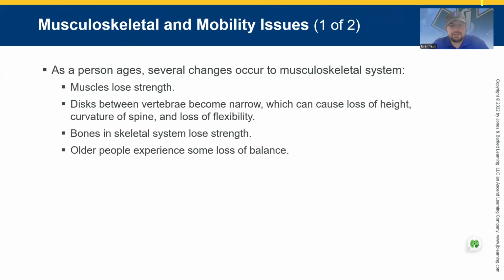As a person ages, several changes occur to the musculoskeletal system. So muscles lose strength. We know that. Discs between the vertebrae become narrow, which can cause loss of height, curvature of the spine, and loss of flexibility. Bones in the skeletal system lose their strength, and older people experience some loss of balance, which we talked about a little bit. And part of that can go to that weakening of muscle, or the curvature of spine, or any of that. They can become unstable.